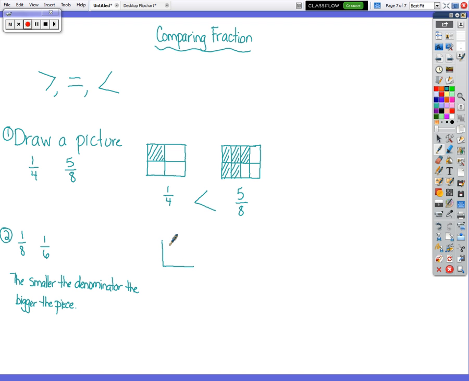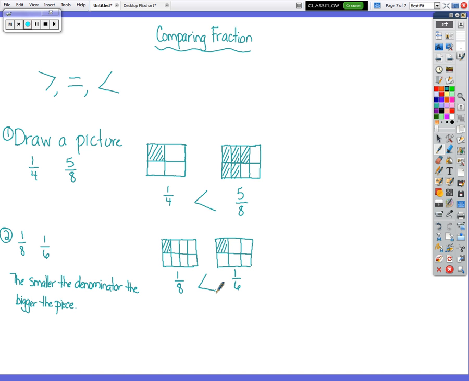But if I have my parts, and let's put this one into 8ths and color one in, this is my 1/8. Now if I take a whole of something and only have to put it into 6 parts, that's going to make my parts bigger because I don't have to divide them into as many pieces. So you can see that 1/8 is smaller than 1/6. Obviously that one only works when the numerators are the same.